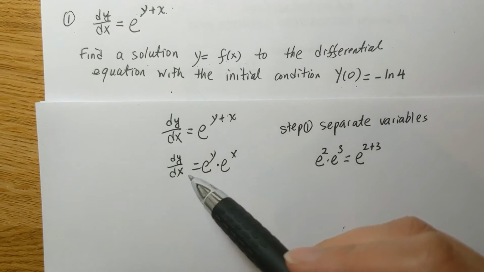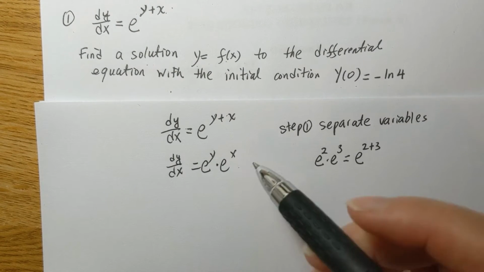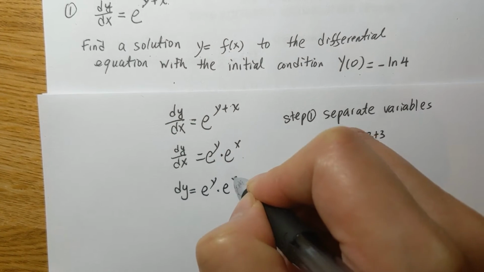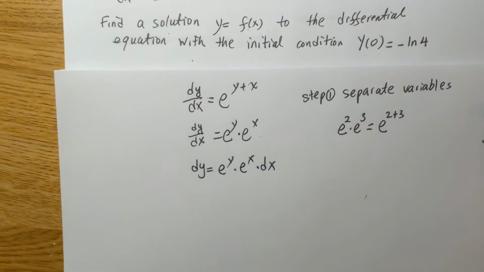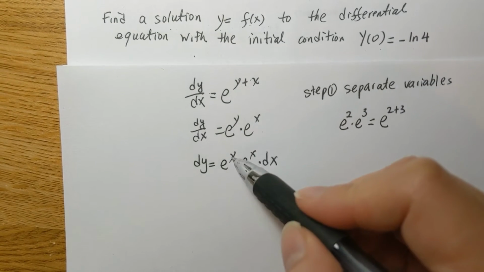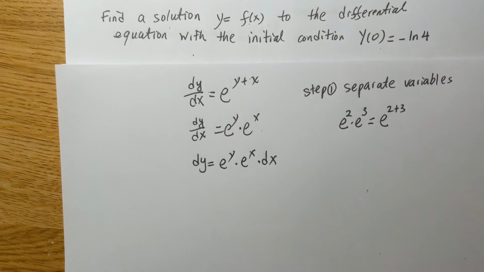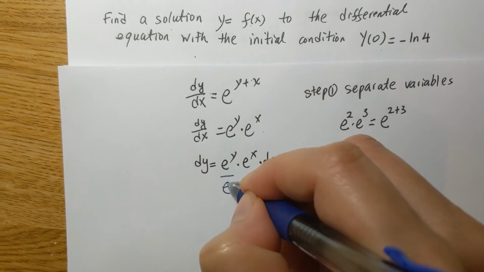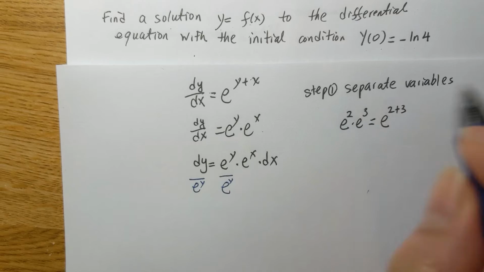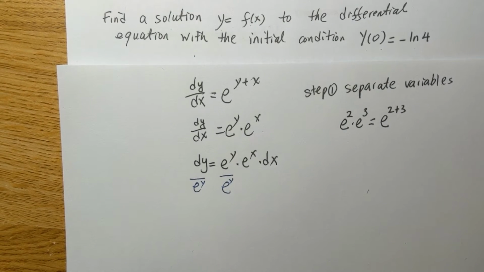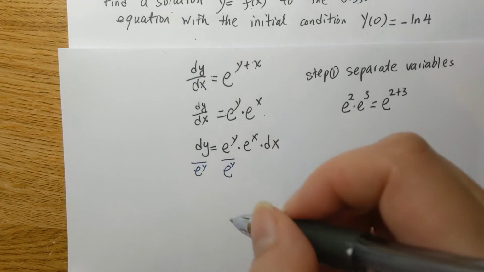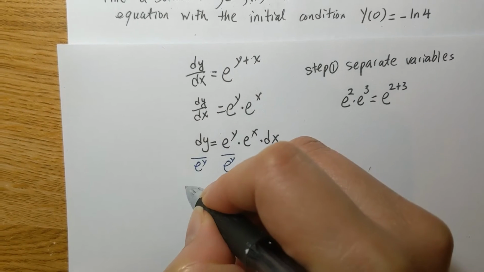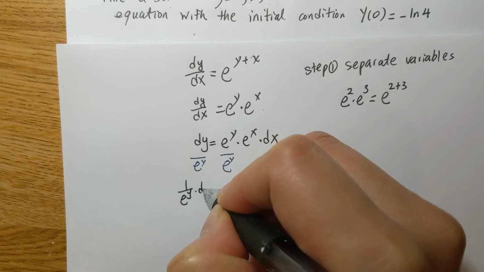So next step, I'm going to multiply the dx to the right side. So I will get dy equal to e to the y times e to the x times dx. I do not want the e to the y over here, so I am going to divide both sides by e to the y. Now this cancels out, so I will get e to the x times dx, and here 1 over e to the y times dy.